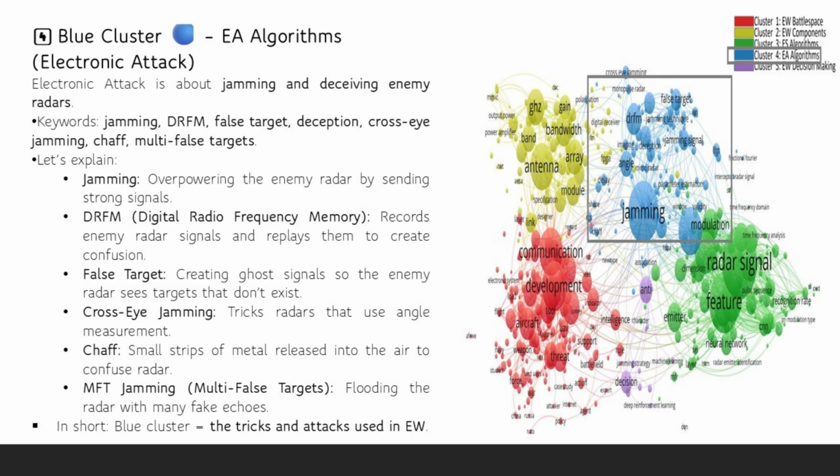Range gate pull-off, RGPO, a jamming technique where false targets are slowly pulled away from the real one, tricking the radar into tracking the fake. Cross-eye jamming, tricks radars that use angle measurement. Chaff, small strips of metal released into the air to confuse radar. MFT jamming, multi-false targets, flooding the radar with many fake echoes. In short, blue cluster equals the tricks and attacks used in EW.